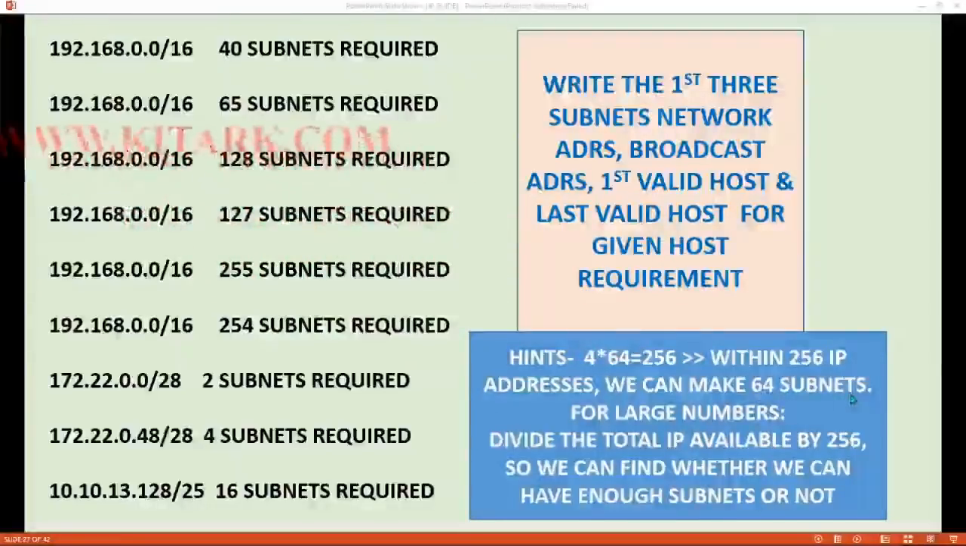Let's say somebody specifies a large amount of IP addresses and asks whether you can create the subnets for them within a specified network. First of all, you need to find how many IP addresses are available within the particular network. Like here, 256 IPs. After finding the number of IPs, you can divide it and figure out whether that many subnets are possible within the network. So you can simply find the number of subnets. For all of these questions, just try to write the first 3 subnetworks and broadcast addresses, valid host and last valid host. If you didn't understand this part, it's okay, this is just an additional point.